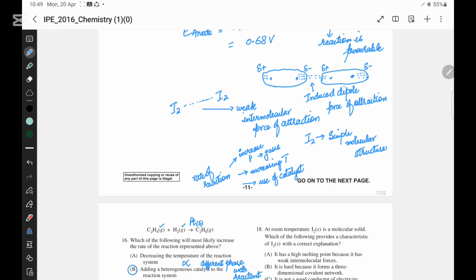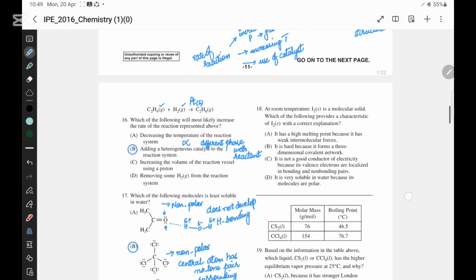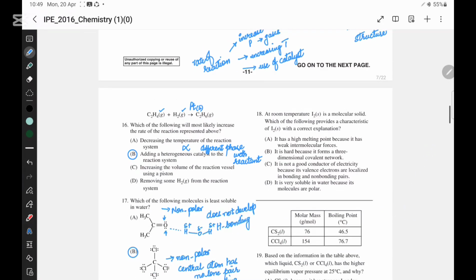That's going to be weaker first of all. If that is going to be weaker, they are saying definitely it has weak intermolecular force of attraction, but that needs to be low as well, low melting point. It is hard, it is like not hard, it is soft because it forms a three-dimensional covalent network. No. First of all, it doesn't form a three-dimensional covalent network. The three-dimensional covalent network is only in silicon dioxide, diamond and graphite.